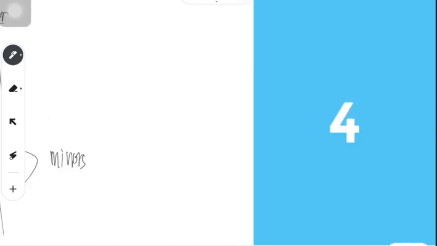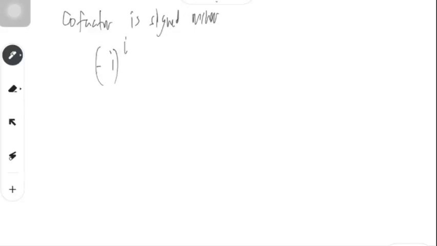Gawin na lang nating A, cofactor, no? So, these are the minors. Then, cofactor is signed minor. That is, the cofactor is negative 1 raised to I plus j times M I j. Okay? The cofactor is a signed minor. That is negative 1 raised to I plus j times M I j.